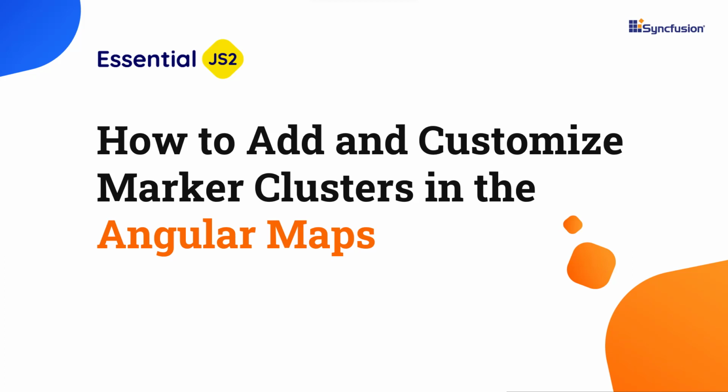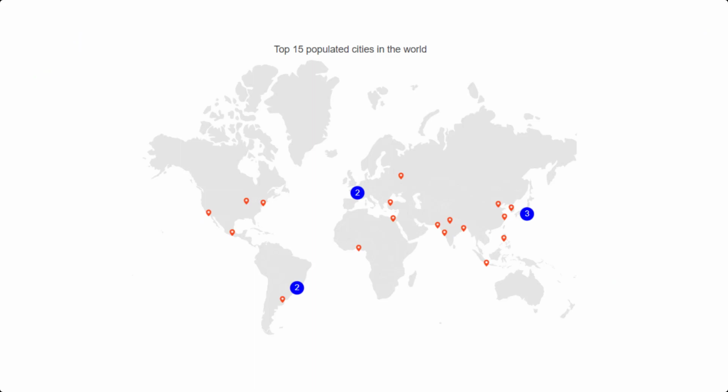Hi everyone, welcome back. In this video, I will show you how to add and customize marker clusters in the Syncfusion Angular Maps component. Look at this map example. Markers are displayed at the locations of the world's most populous cities, and clustering the markers keeps them from overlapping.